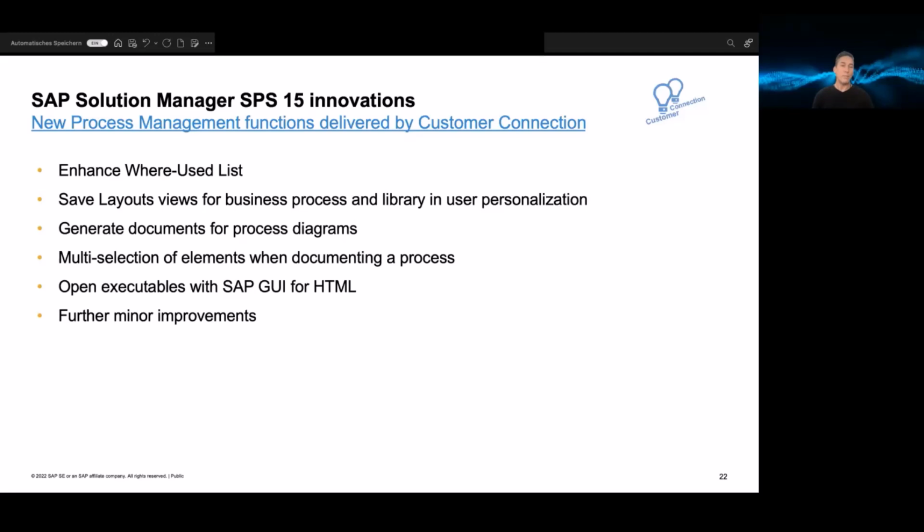Another feature we have delivered is the multi-selection of elements when you're documenting a business process or a step. Until SP15, it was not possible to select multiple documents, or a document, a test case, and a transaction. So what you can now do is, if you are going into a business process and want to document this business process with several steps, you can search for all the steps in the library and select all of them. You have a multi-selection available, and then you can assign these process steps in one shot to your business process.